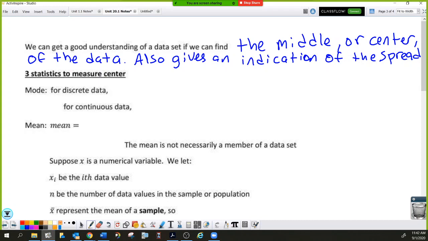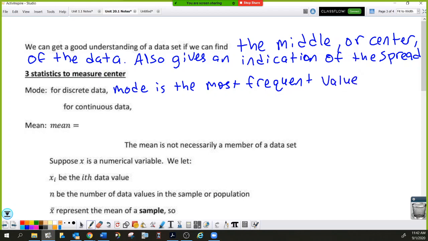There are 3 statistics: mean, median, and mode. I think you've been working on mean, median, mode since 6th grade math, maybe. The mode for discrete data is the most frequent value. And for continuous data, it's going to be the class that has the most things in it.